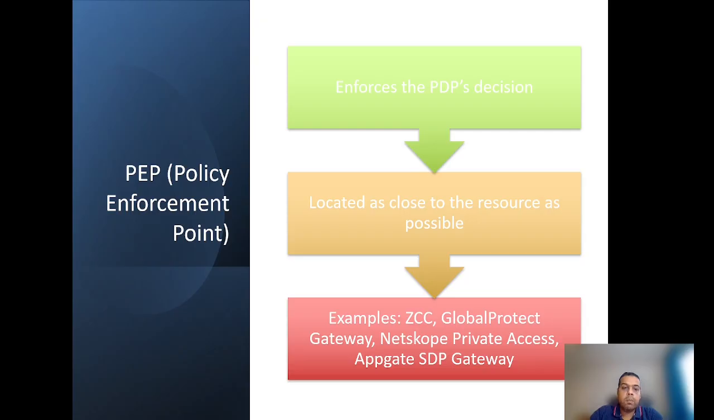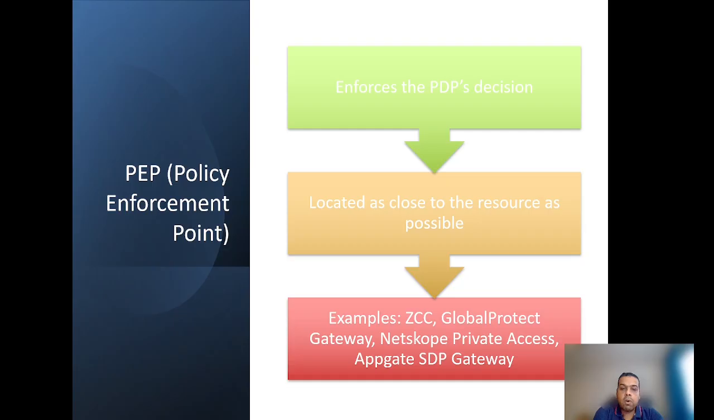Now let's move on to PEP, policy enforcement point. The final component is the policy enforcement point, PEP, which is like a security guard at the door. It sits in the data path and actually enforces the PDP's decision. If the PDP says allow, the PEP lets the traffic through. If deny, it blocks it. PEP should be located as close to the resource as possible to minimize the risk and the latency. We will discuss this particular point in the next slide.